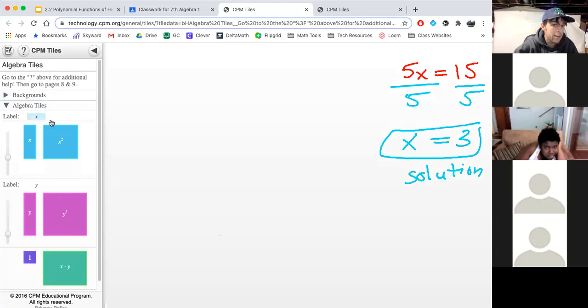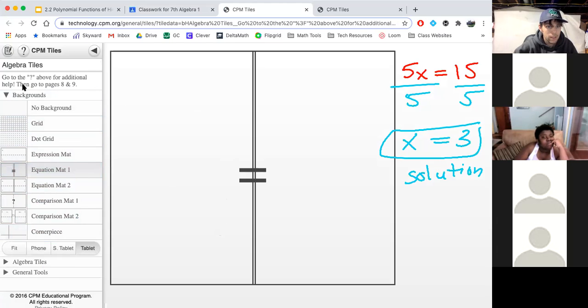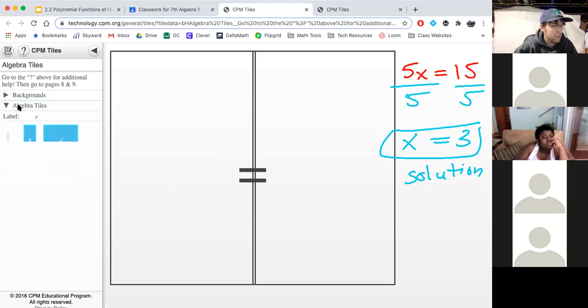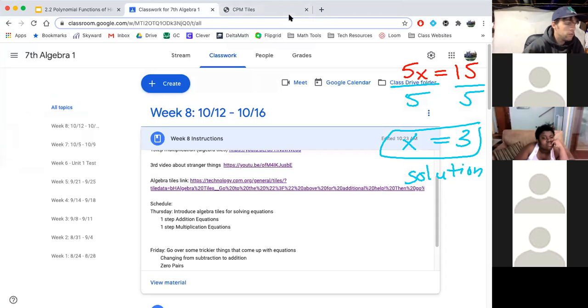If you want the background on with that equation thing, you have to click here and get the background. I use the equation mat one. And you kind of close that back up. Then you have to open your algebra tiles. And then you just drag and drop them, right? Whatever you end up needing. So that's how you can get there if you want to use those.